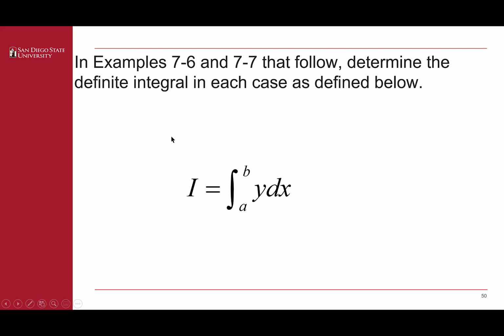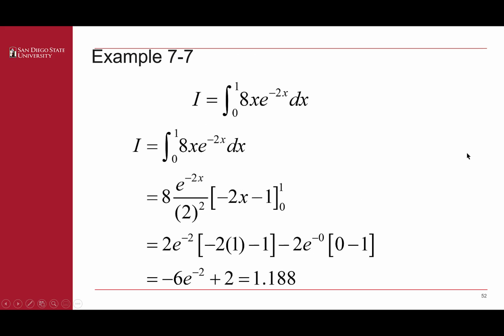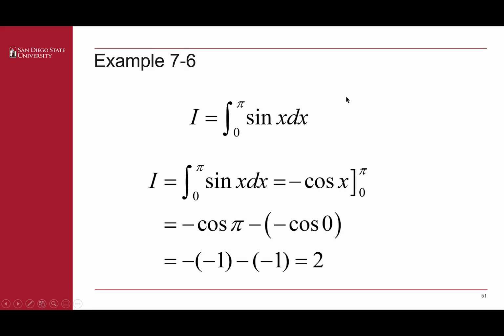In the upcoming examples, we will determine the definite integral in each case as defined below: I equals the integral from a to b of y dx. Now we will be working on definite integrals. Here I equals the integral from 0 to pi of sin x dx. The integral of sin x, we already know from the table, is minus cos x. And our boundaries are from 0 to pi, so we can just write it here exactly as they are.